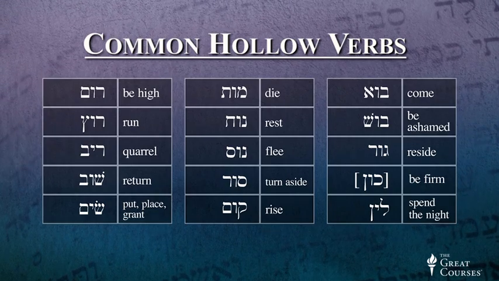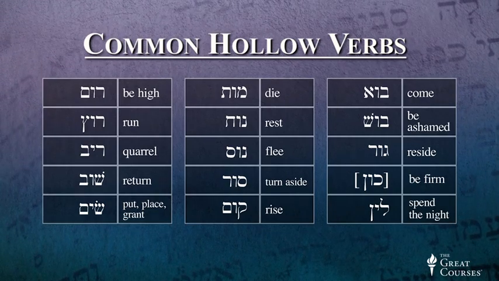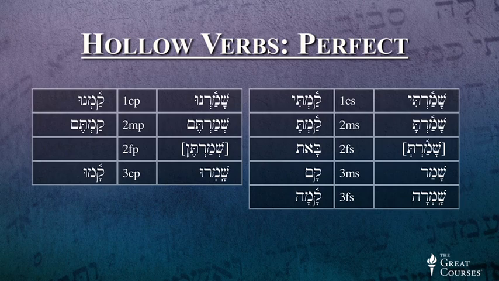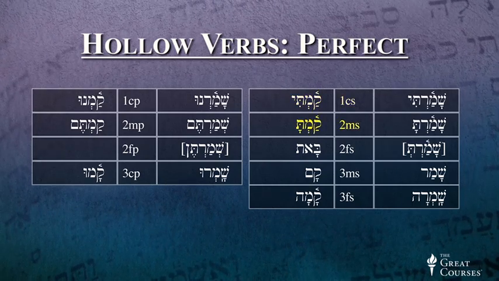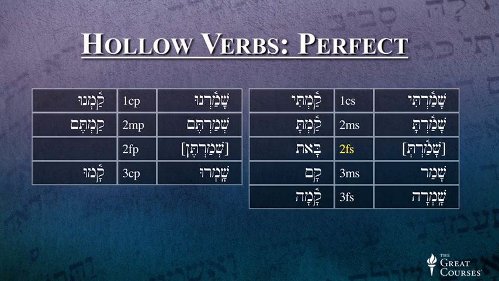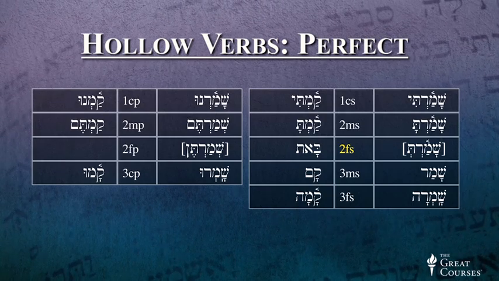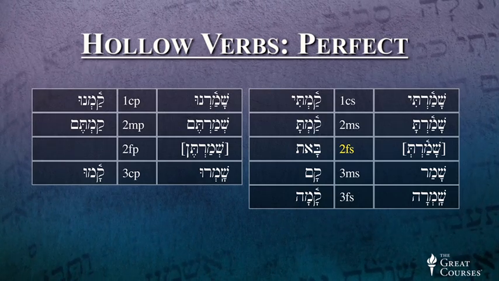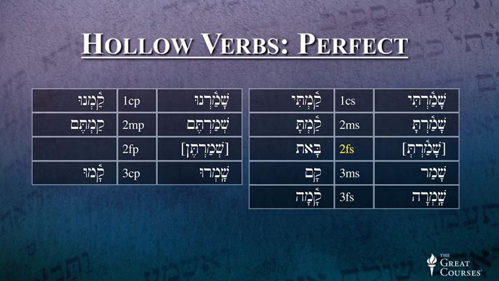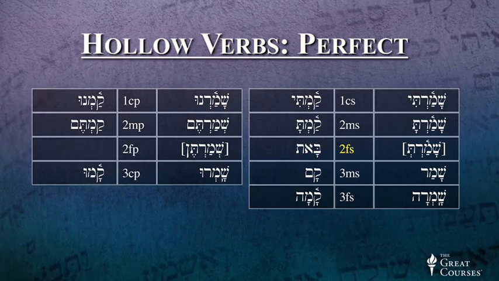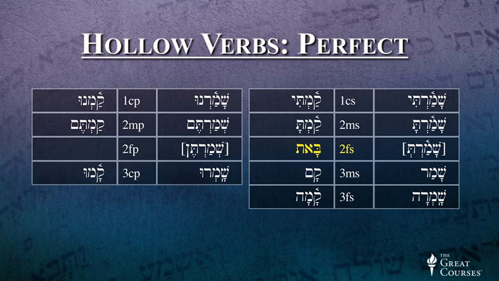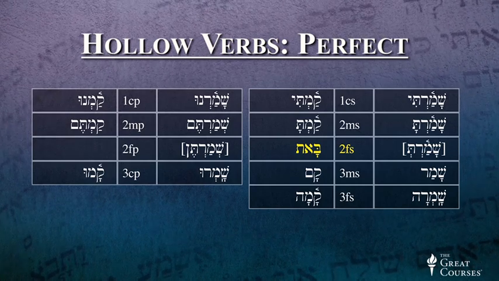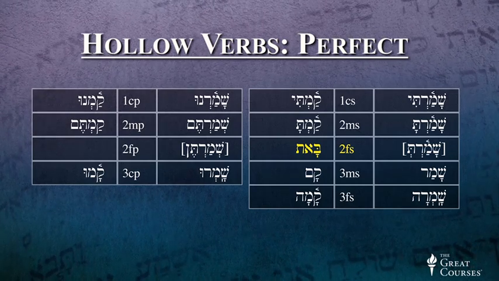Now let's fill in a complete verb chart for hollow verbs. First, the perfect. Kamti, kamta, no second feminine singular form for kum, and in fact there's only 10 such forms for kal hollow verbs in the entire Bible. 7 of them are from bo, so I'm putting bat in that place in the chart. Bat, you, feminine singular, have come.